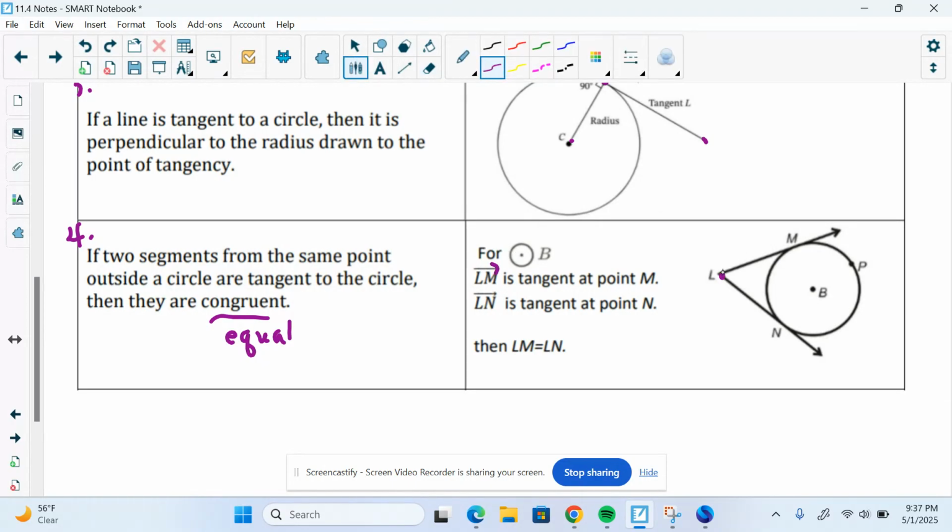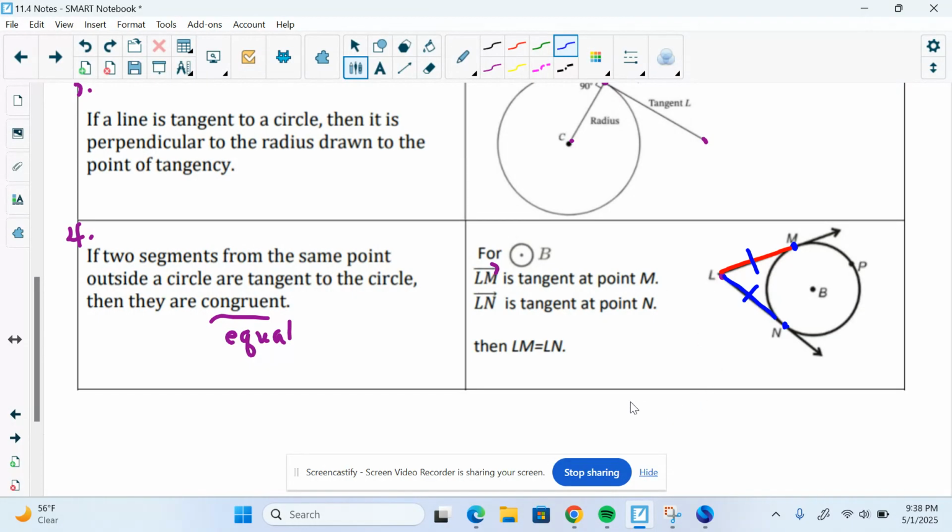So we start at L and we go forever in the direction past M. LM is tangent at the point M. So point M is right here. Point N is right there. And LN is tangent at N. What the theorem says is this length right here and this length right here are the same. So I could put little marks like that. They are the same.